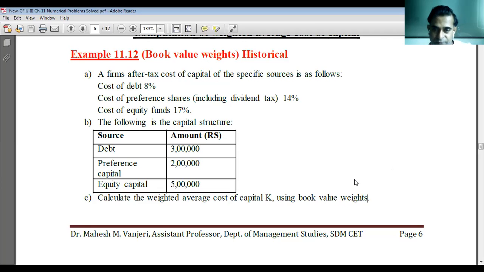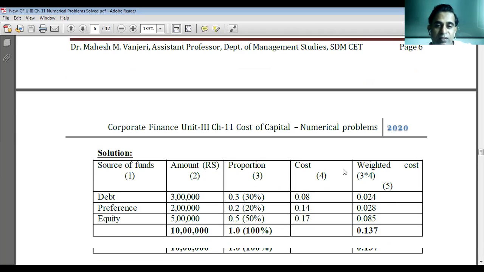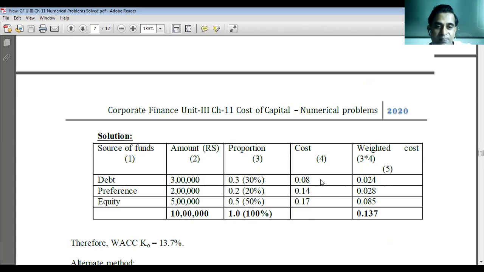Okay. Now, see, it's very simple. I will only solve the first part. The alternate method we'll see tomorrow. This table is not required. It is up to you if you want to draw the table or calculate them directly. You have to multiply the amount of capital by the proportion to get the cost of capital. If you multiply column 3 by column 4, what you get is the weighted cost.